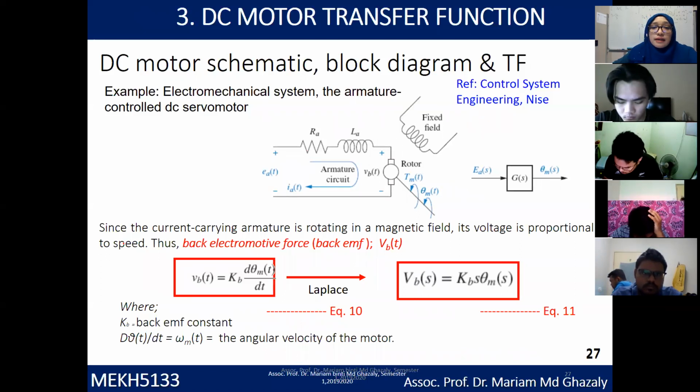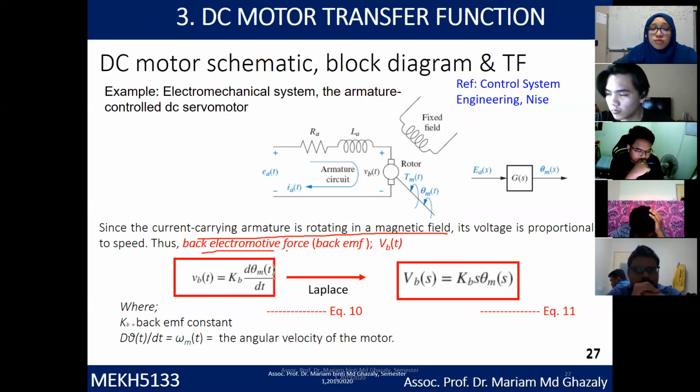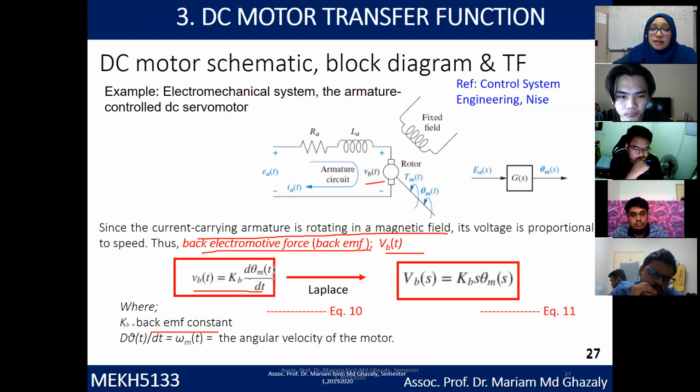Next, since the current-carrying armature is rotating in the magnetic field, its voltage is proportional to speed, which we call the back EMF. So we can write the equation vb equal to Kb, the back EMF constant, times d theta m over dt. Theta m is the output of the motor. Doing the Laplace transform, you get Vb equal to Kb s theta m. This will be equation 11.